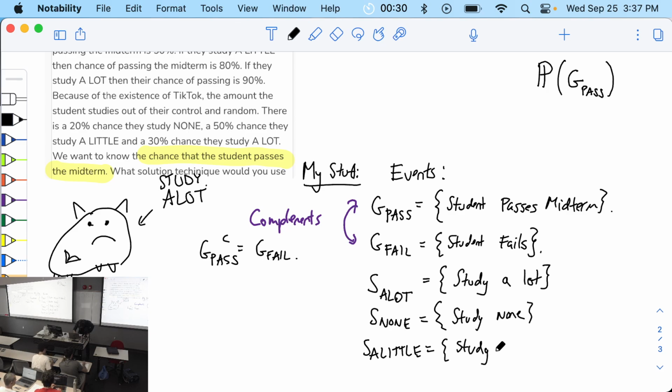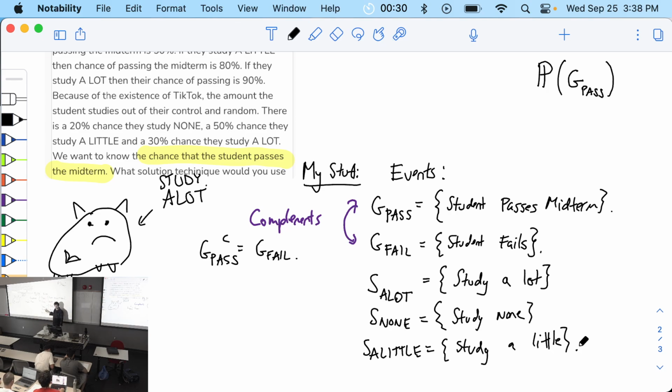Okay. Study none. Study a little. Okay. So those are 3 other events. So our universe has 5 different events in it. And the thing about probability that makes it tricky is the events can be organized in all sorts of weird ways. So like G pass and G fail, we know they're complements. Kind of like the world is divided into 2 halves, the pass universe and the fail universe. But we have this other complicated stuff.